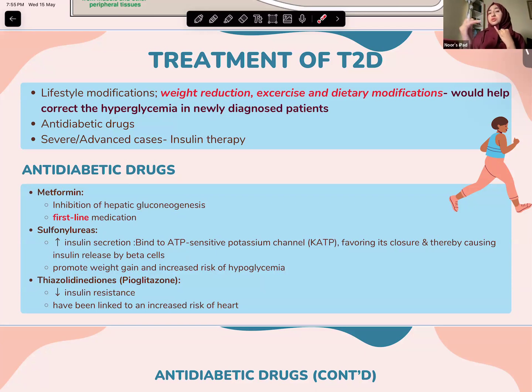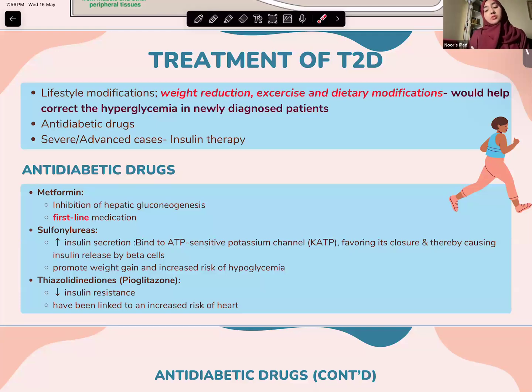Remember, when you reduce your weight, you decrease the effects of insulin resistance. So now the pancreas is also trying to work properly, and the receptors might also start becoming functional in order to accept insulin, take up glucose, and decrease the effect of insulin resistance.